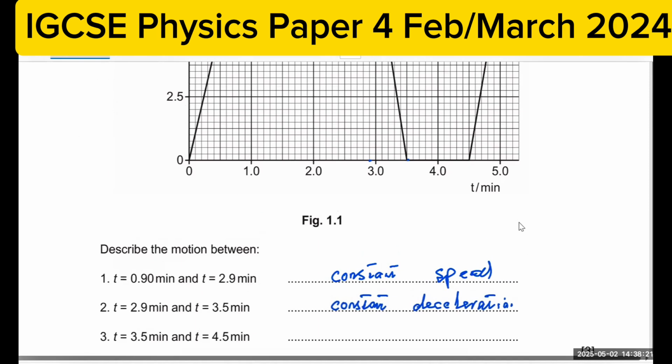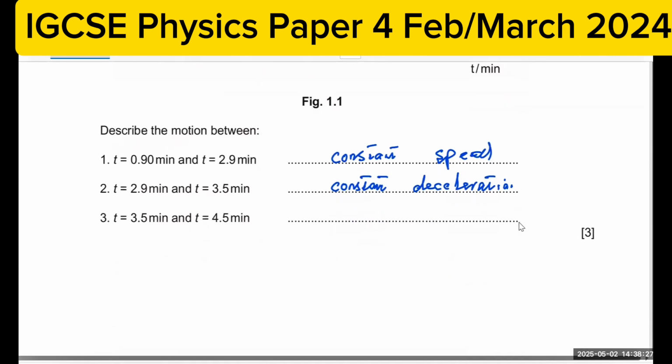Okay, next one is 3.5 to 4.5. So you can see that at this line, there is no speed, only the time. So the object is at zero speed. So the object is at rest.